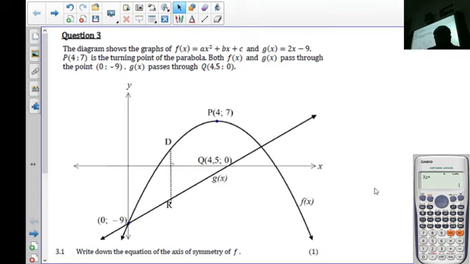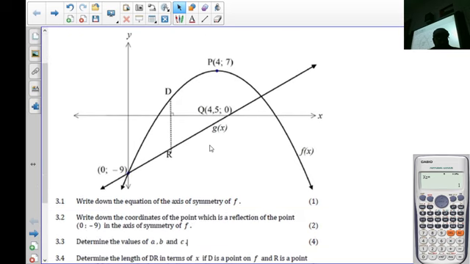Both f and g pass through the point (0; -9). You've got a common y-intercept there. And g of x is passing through Q, which is (4.5; 0), which is that point there. So all that information given here is, suffice to say, on the diagram.